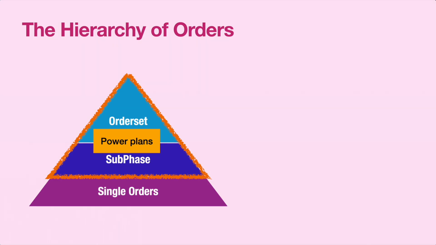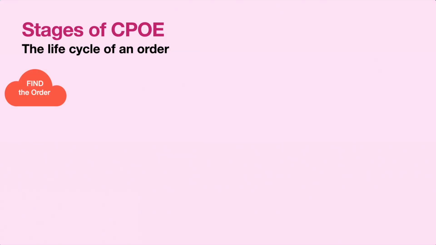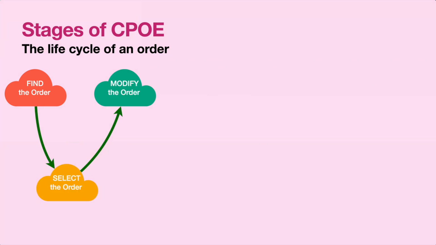So if you hear the word power plans, it's a collection of orders put together to do a certain task, and they include subphases and order sets. So the stages of a CPOE. The first thing you need to do is find the order, and that sometimes is very hard. Then you need to select the appropriate order. And then you need to modify the order to make sure it fits your needs and the patient's needs.